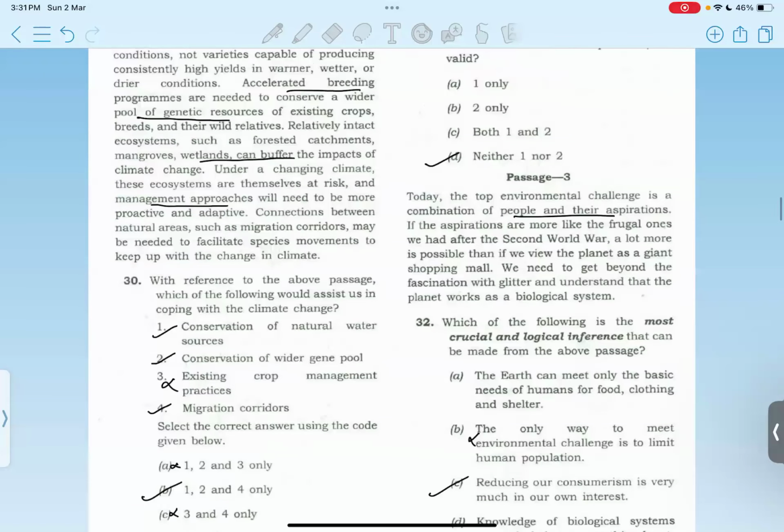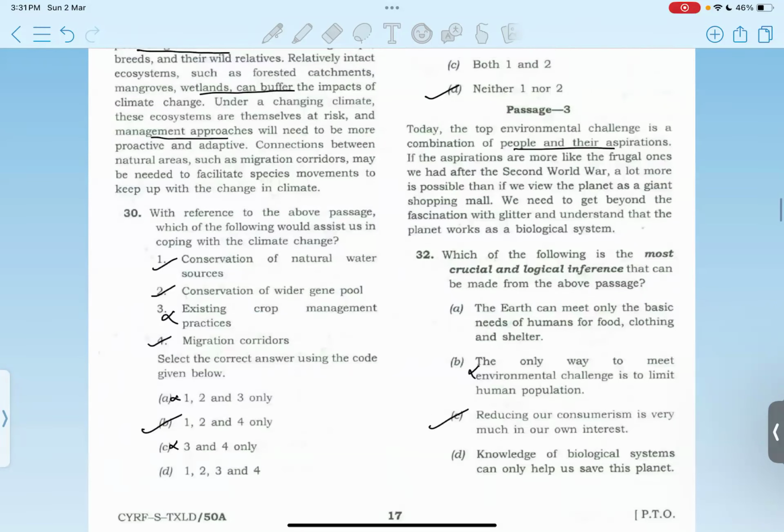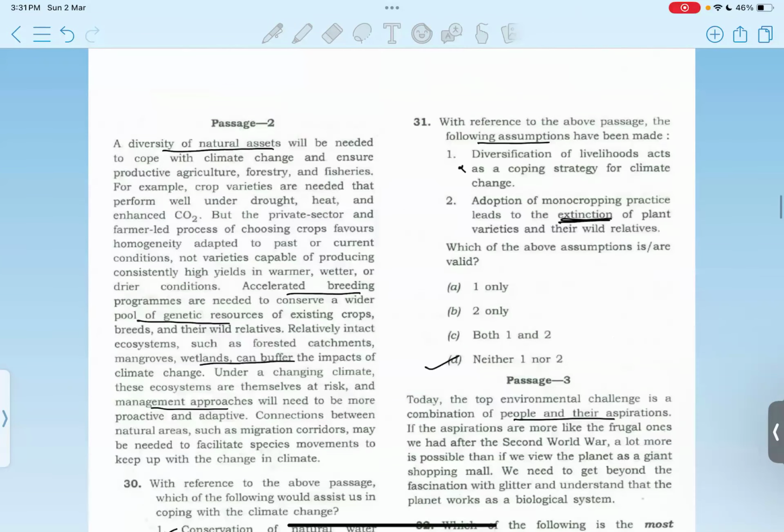Now, this option here is incorrect because it is stating existing crop management practices, and that is excessively relying upon the monocropping method. That is why this is incorrect. Now, 31, following assumptions. So, in this case, it should be neither 1 nor 2. Option C. They are saying C, both are there.